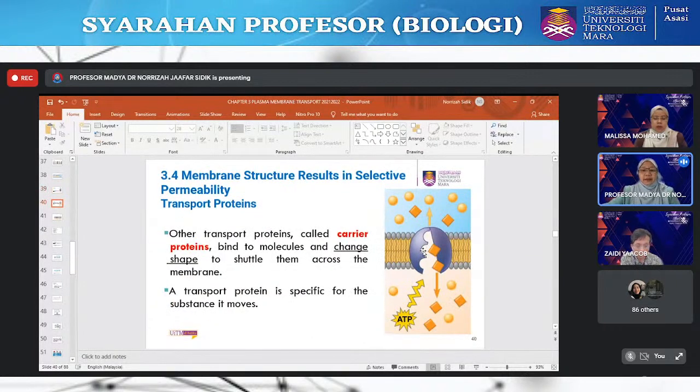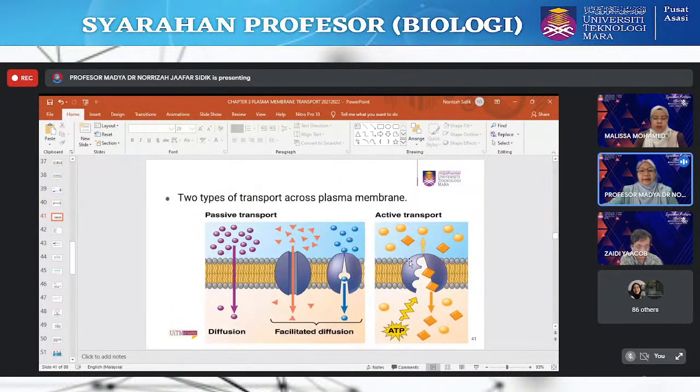And then we have the carrier proteins, which bind to a molecule and change shape to shuttle it across the membrane. This one uses ATP, the energy. A transport protein is specific for the substance it moves. Then we have two types of transport across the plasma membrane: passive transport and active transport. Passive transport doesn't need any ATP or energy, whereas active transport needs ATP. Passive transport includes diffusion and facilitated diffusion.